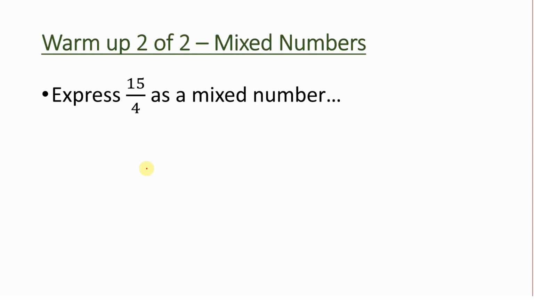Alright, the next one we need to do is on mixed numbers. So express 15 over 4 as a mixed number. Pause your video if you want to do it. Okay, the answer was 3 3/4. If you just need a quick revision on how to do this, you ask yourself, how many times does 4 go into 15? It goes into it 3 times. The remainder is 3, and because it was over 4, the denominator is going to be 4.